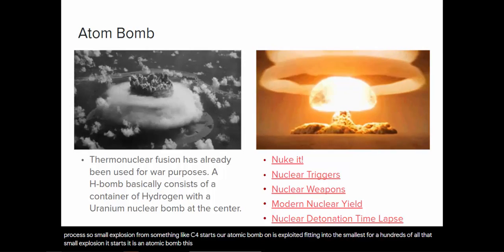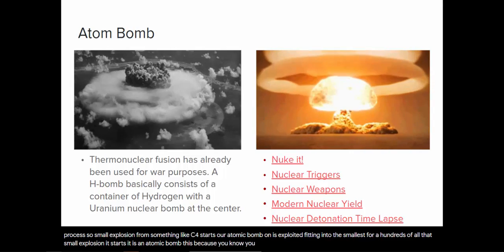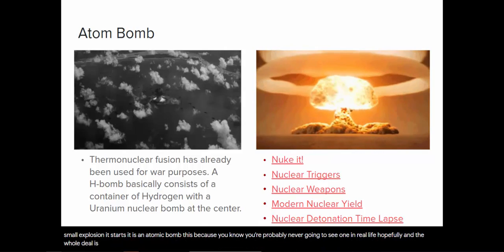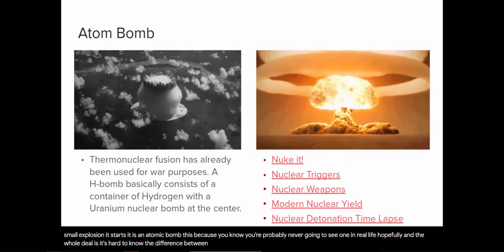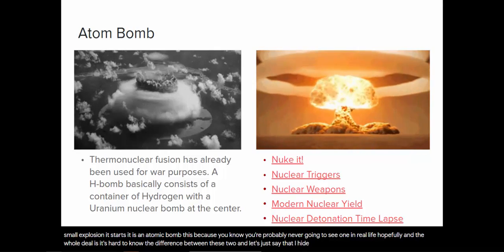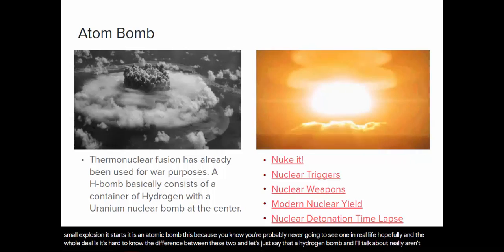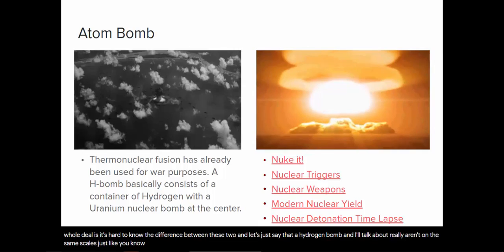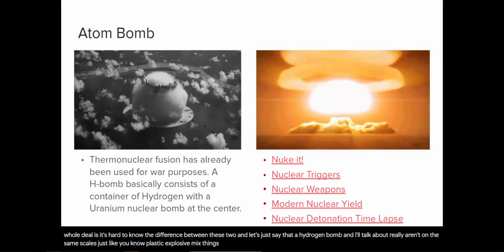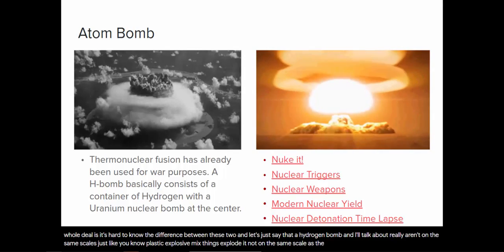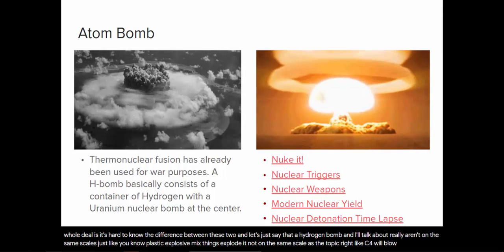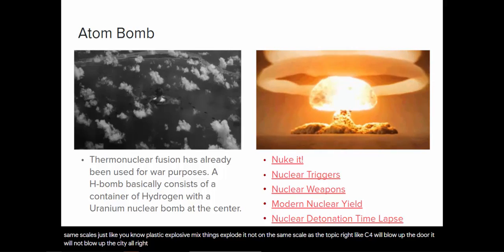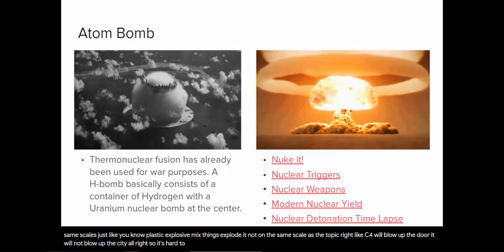I say this because you're probably never going to see one in real life, hopefully. The whole deal is, it's hard to know the difference between these two. Let's just say that a hydrogen bomb and an atomic bomb really aren't on the same scales. Just like classic explosives make things explode, but not on the same scale as an atomic bomb, right? Like C4 will blow off a door. It will not blow off the city. All right, so it's hard to look at the difference here.